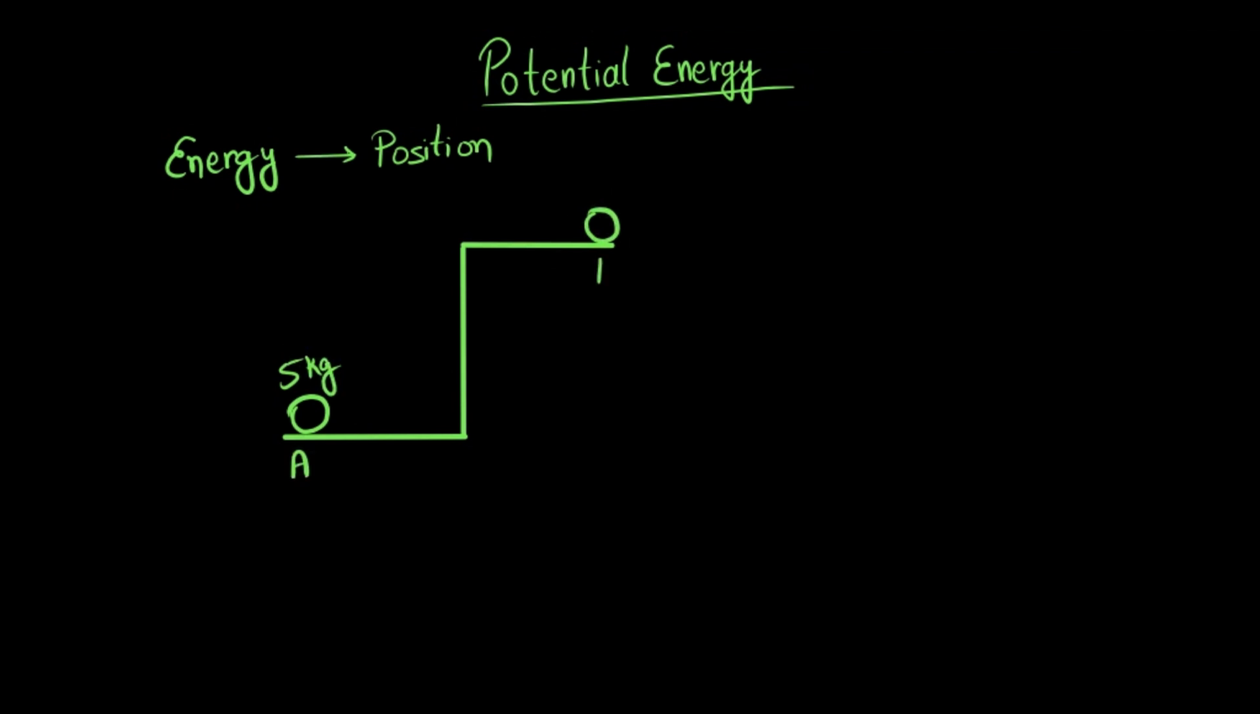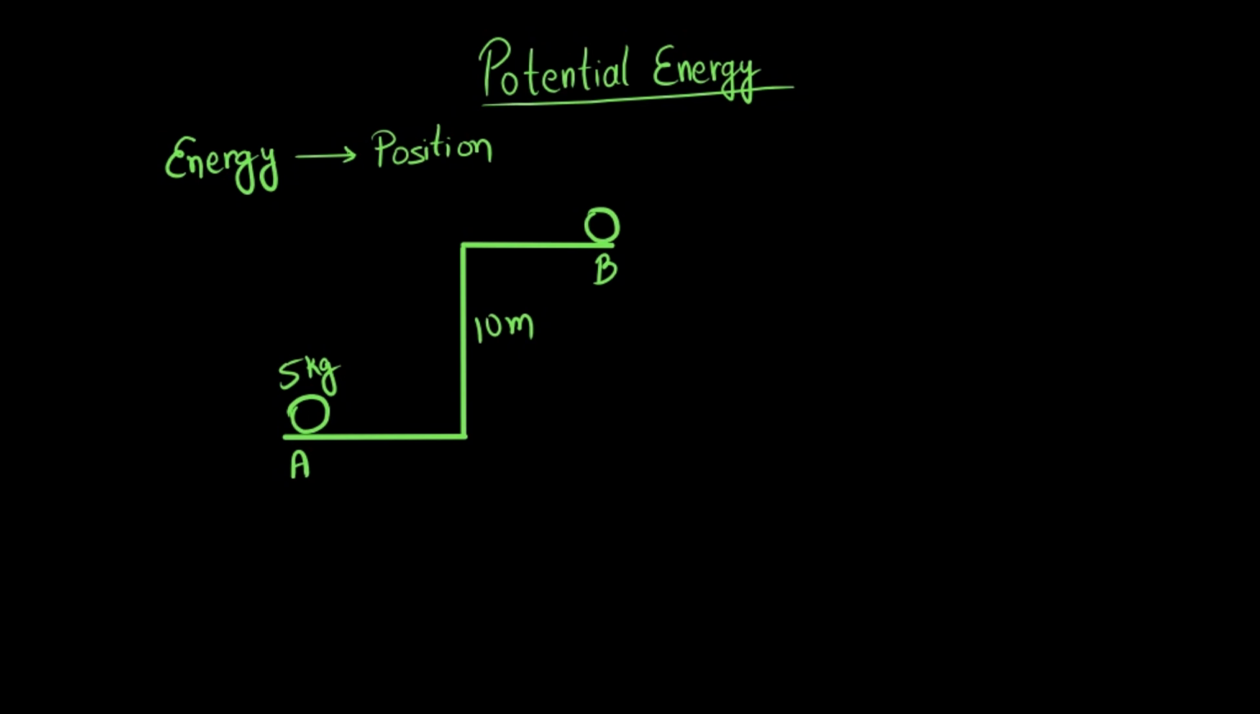Let's take this example. You have a 5 kg mass at point A and you have to bring it to point B, which is at a height. Let's say this height is 10 meters. Now, to bring this body from A to B, you will have to do some work. Work, if you remember, is in joules. You do some work on this body and bring it to point B.